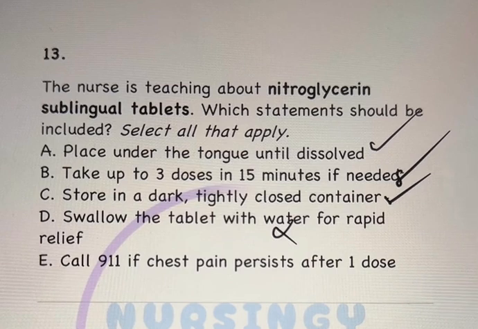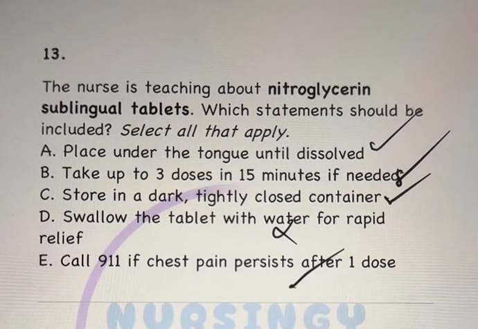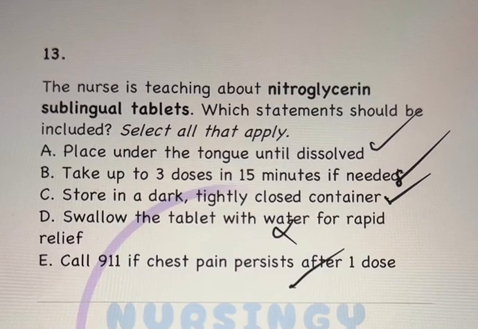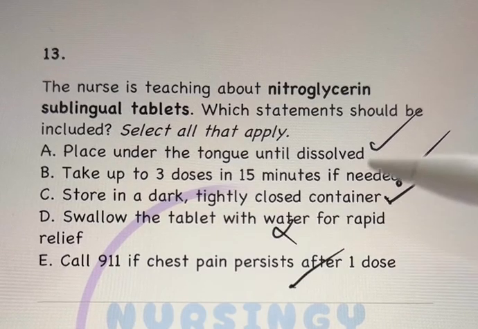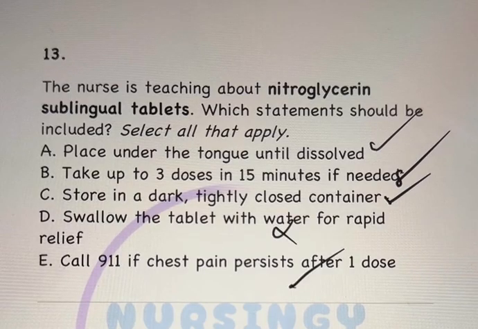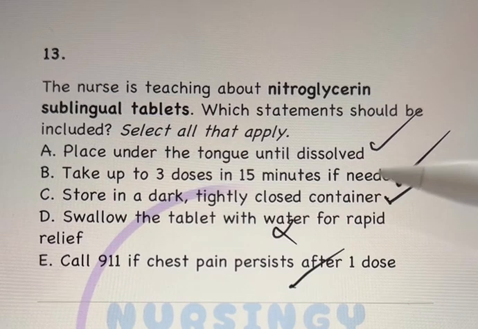So we can call 911 or 111. And if we just wait for 15 minutes to see whether it's effective or not, what's going to happen? We are losing time. Yes, and especially in MI or heart attack, time is critical. Time is very critical, so you don't want to lose that time.